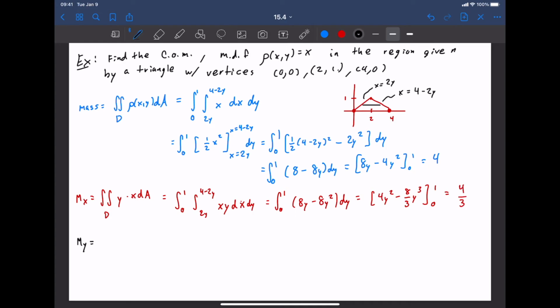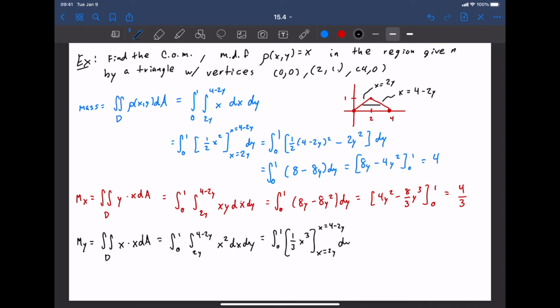Let's find the moment about the y-axis. X times x dA. Which would be 0 to 1, 2y to 4 minus 2y, x squared. And again, do not think you can use the same exact trick. It will very much ruin your night. So 0 to 1, 1/3 x cubed. This time from x equals 2y to x equals 4 minus 2y.